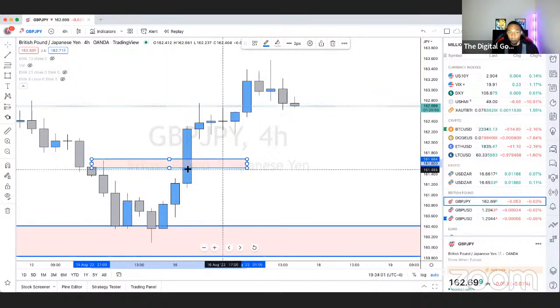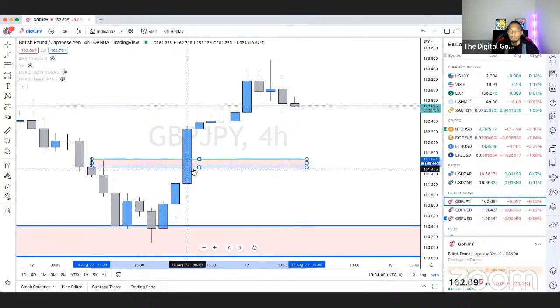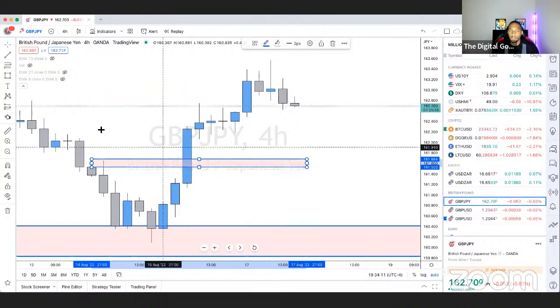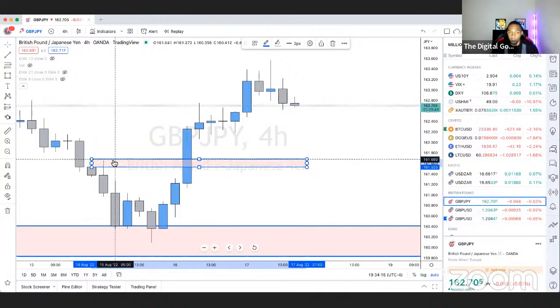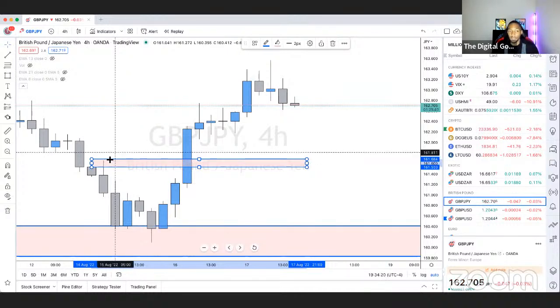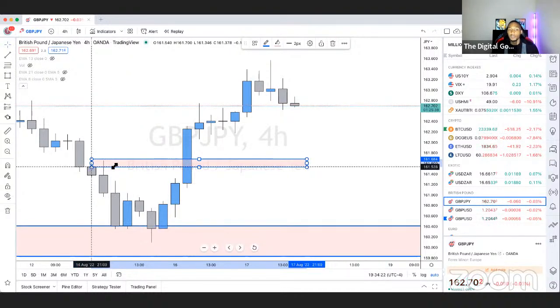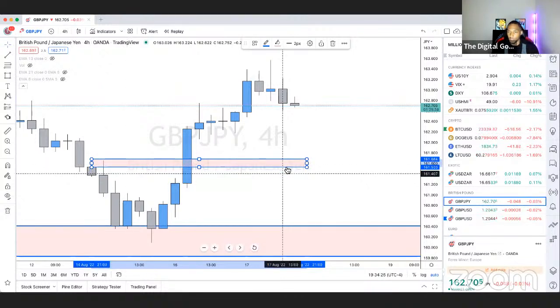Okay, so this was the zone that I had marked up. I don't know when I had marked this zone up. Oh, I think I had this zone marked up last Tuesday. So the reason why I depict mine with the blue and then the red is that what I want to tell myself is that was resistance that could turn into support. You see what I'm saying, guys? That was once resistance that could turn into support.